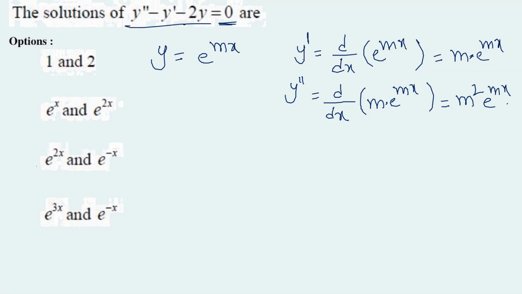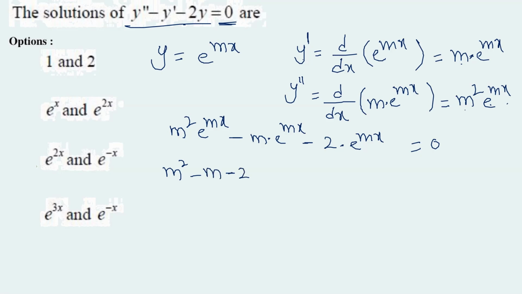We will have y double prime is m square e power mx, so m square e power mx minus y dash, that is y prime, is m times e power mx, minus 2y, that is 2 times e power mx, equals 0. Taking e power mx common, we will have m square minus m minus 2 times e power mx equals 0. e power mx cannot be 0, so m square minus m minus 2 should be equal to 0 in order to satisfy the above equation.